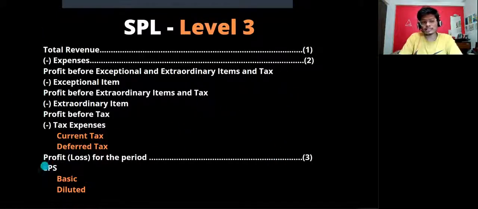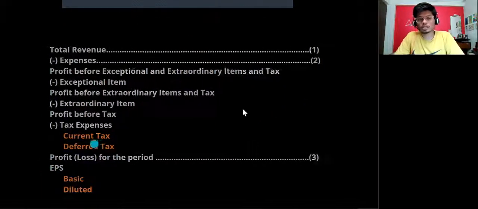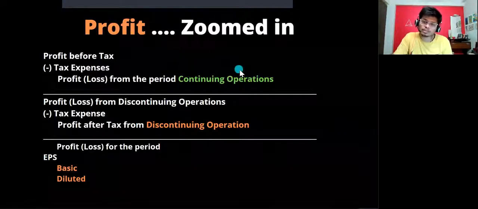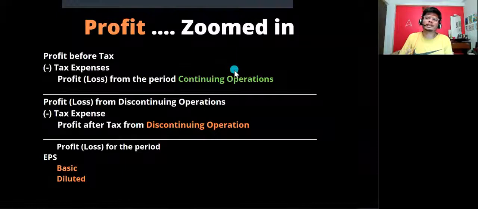Now, let's start with the profit and loss account. So if you go deeper into the profit and loss account, so profit, zoomed in. As I have shown you, the profit before taxes, then tax expenses. This gives you the profit and loss from continuing operations. So any business that I'm continuing to operate, those are continuing operations. So any going concern businesses. So going concern is basically any business that I want to continue going forward.